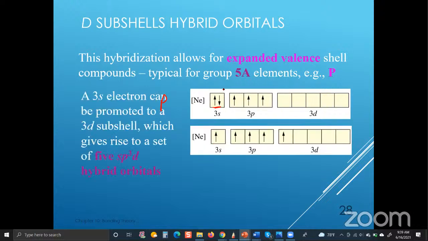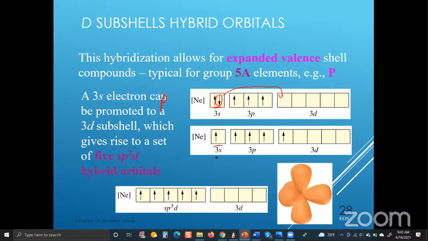And what will happen is that this electron here will be promoted to this orbital here, and you end up with each of these orbitals being singly occupied, including this 1 3d orbital here. And then you're going to have hybridization taking place between the 3s, the 3p, and one of the 3d orbitals, right? So we call this sp3d hybridization. These 3d orbitals here will remain unaffected by hybridization like this.